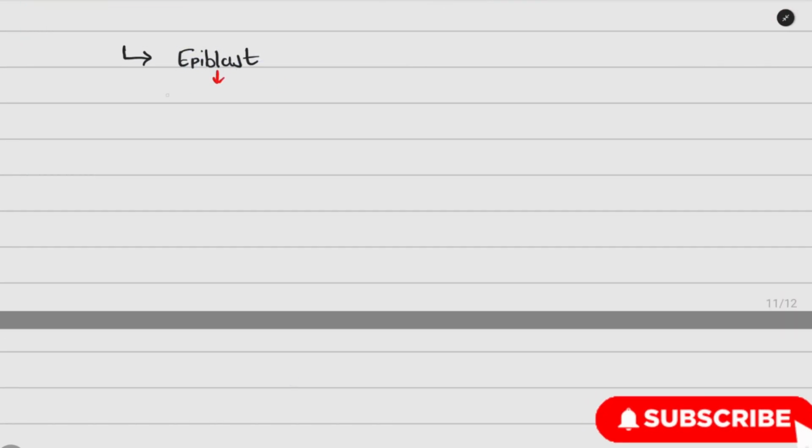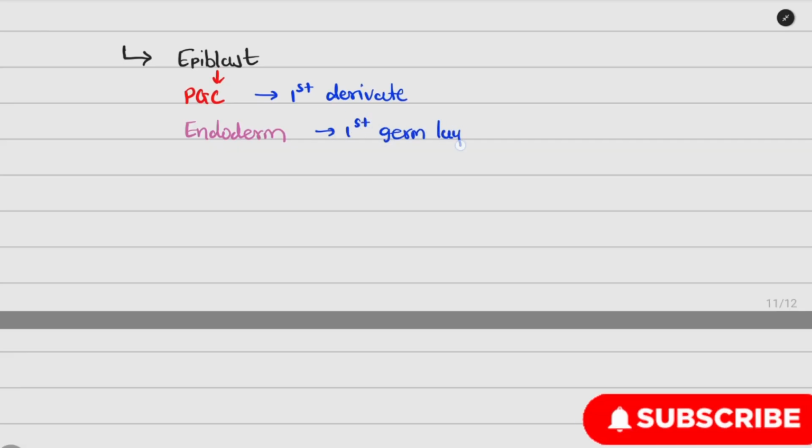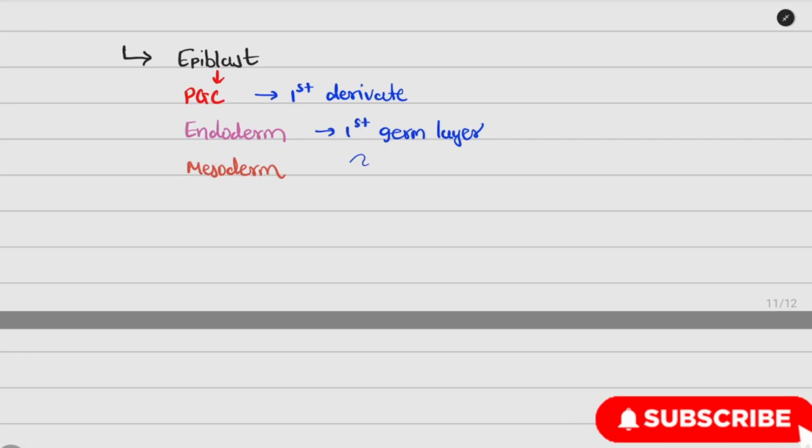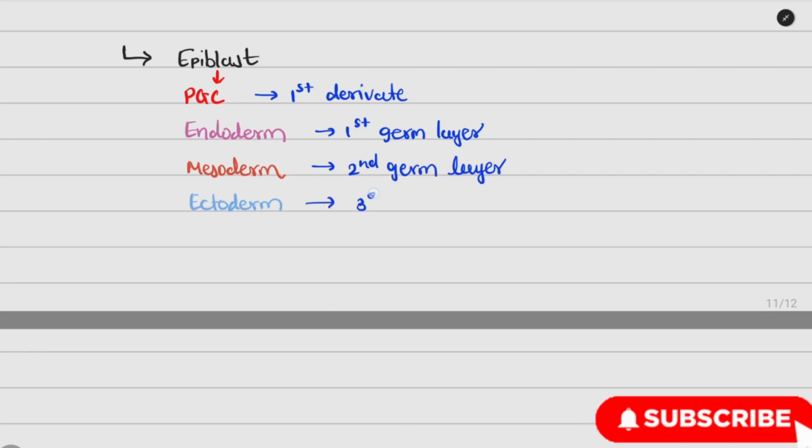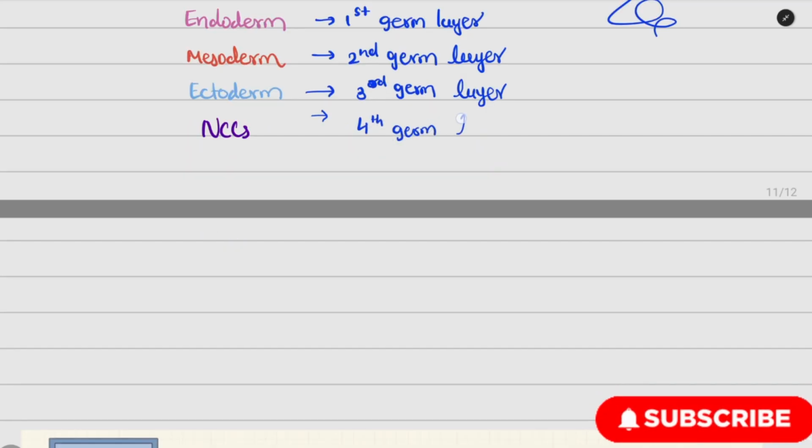Let's make it clear before we move forward. From the epiblast, primordial germ cells are the first to form, meaning they are the first derivatives. Then endoderm forms, which is the first germ layer. Then mesoderm forms, the second germ layer. Then ectoderm forms, the third germ layer. And at the junction of ectoderm, neural crest cells form the fourth germ layer.